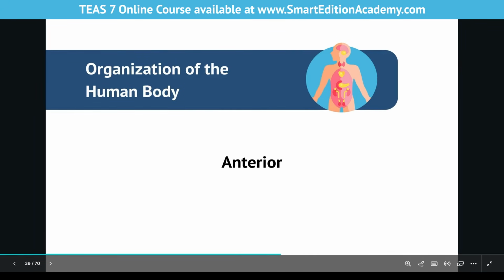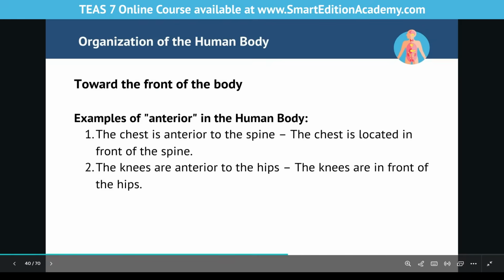Anterior. This means towards the front of the body. An example of this is the chest is anterior to the spine. This means the chest is located in front of the spine.